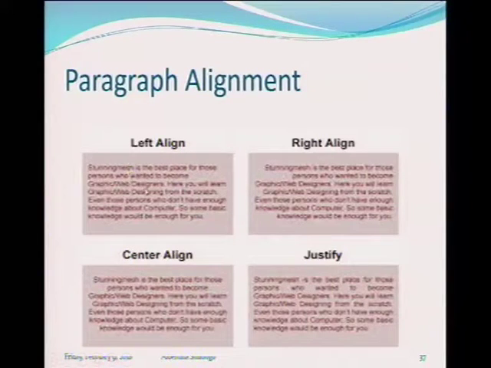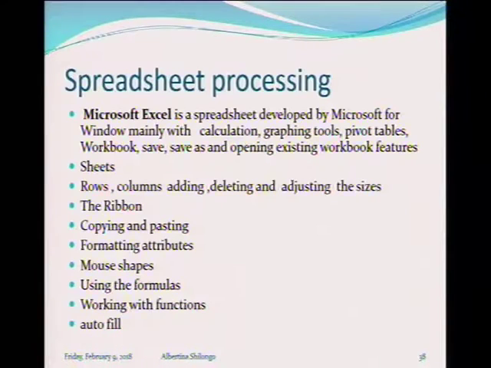So when you've aligned your paragraphs to the left, that means that the left side of the paragraph will be aligned, will be equal. When you align your paragraph to the right, the right side will be equal, but the left side will not be equal. Center align, both sides will not be equal because you start typing from the center of the paragraph. And then the justify, this is where the left and the right side of your paragraph are aligned. They're actually equal. Okay?